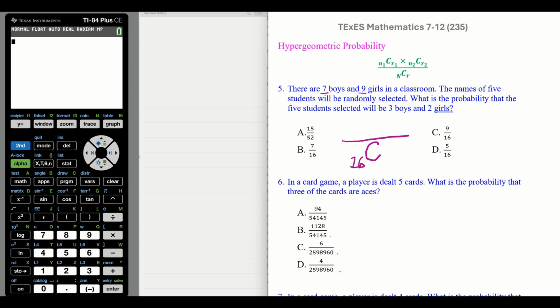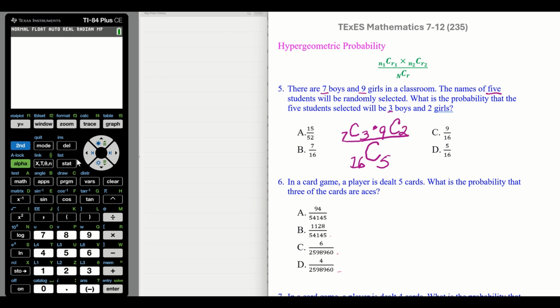16 for us. R would be the amount you're selecting, the total selected. Well, that's 5. Now, we want what we've selected and what we haven't selected. Who are we selecting? Okay. Well, we're looking at 7 boys. Out of the 7, we need 3. And then out of the 9 girls, we need 2.